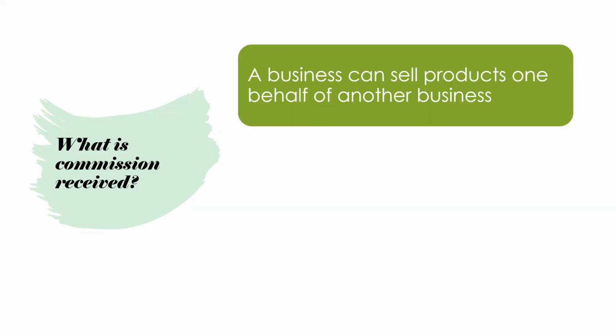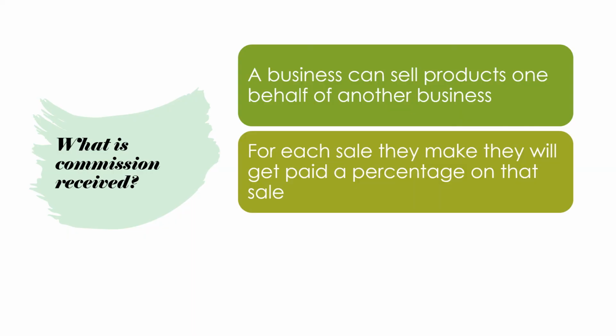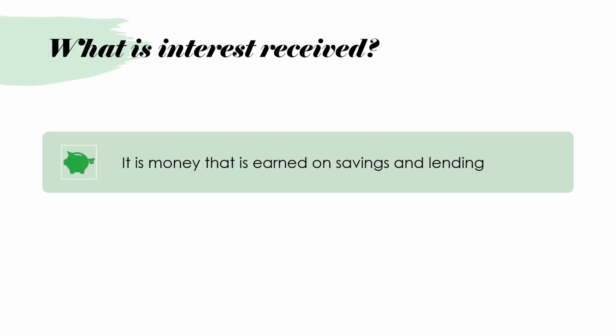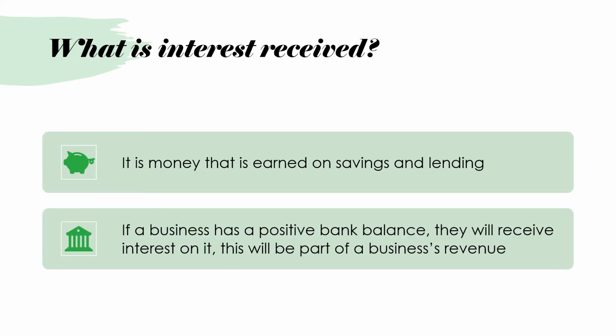What is commission received? A business can sell products on behalf of another business. For each sale they make, they will get paid a percentage on that sale, and that percentage will be called commission. What is interest received? It is money that is earned on savings and lending. So if a business has a positive bank balance, they will then receive interest on that bank balance, and that will be part of their revenue.